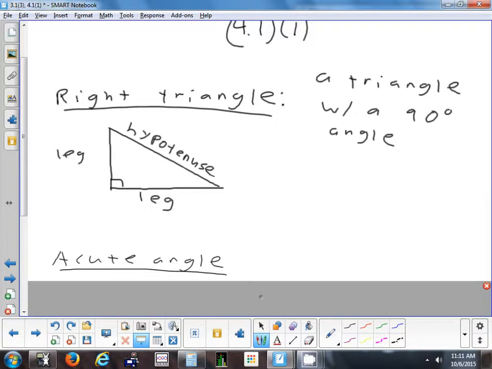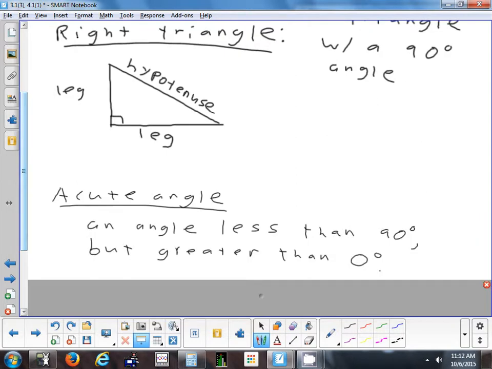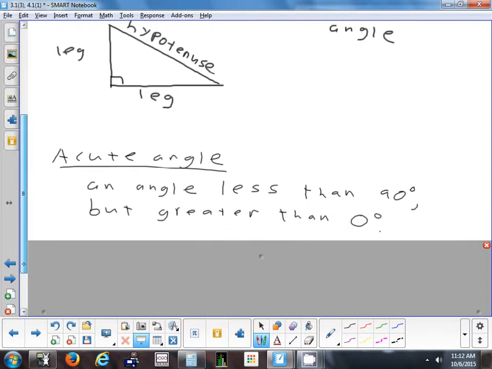Next thing is an acute angle. What's an acute angle? It has to be a certain size. Actually, between 2 things. Less than 90, but also more than what? Yeah, it can't be negative. Okay? It has to be more than 0. So negative 20 degrees, that's not acute. All right, so an acute angle, it's less than 90, but greater than 0.